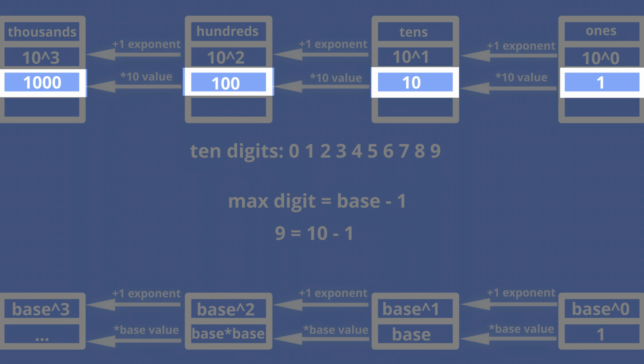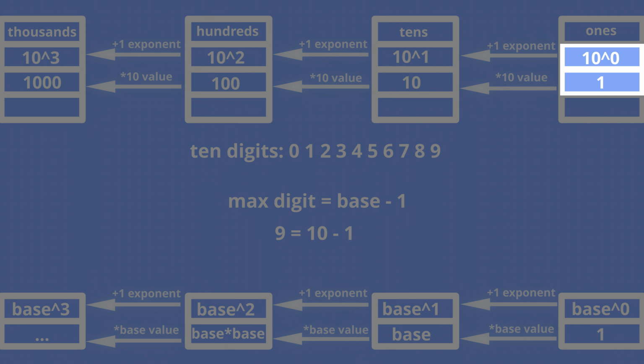Now let's consider the most important method of the calculation of the weights. So for the base 10 number system, we have a sequence of weights 1, 10, 100, 1000 and so on.